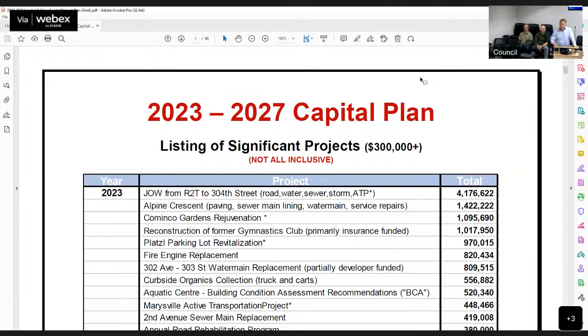Really, really glad to see Jim Ogilvie Way on the list finally for the coming year. Yeah. I think that staff have done an outstanding job of identifying where the priorities are for roads in particular. And for a town that has a lot of tourists, like visitors that come to town, roads create an impression of the community.